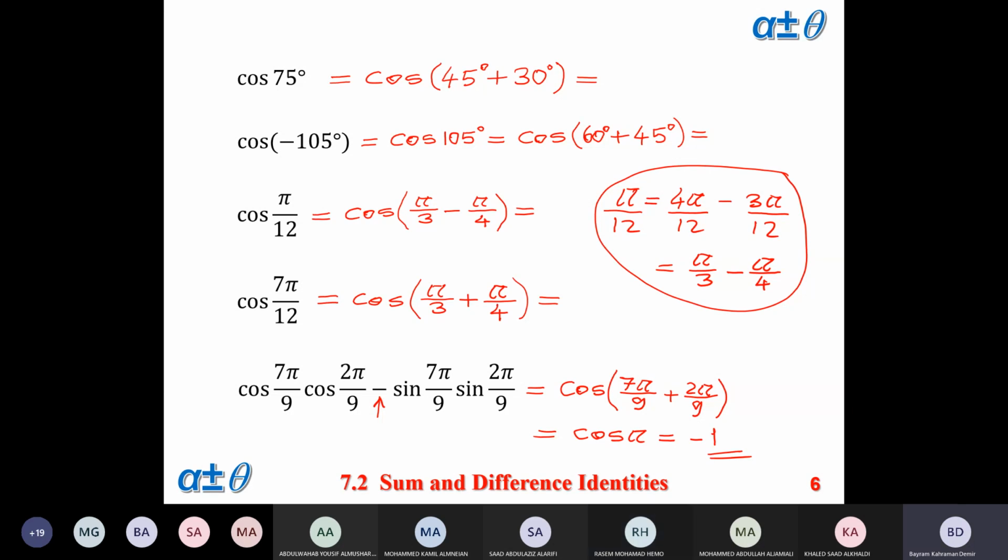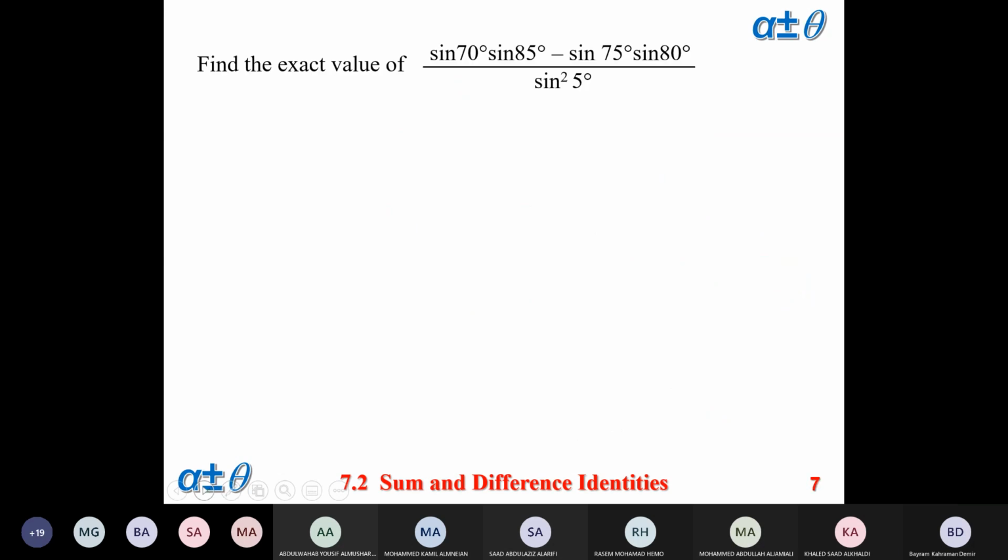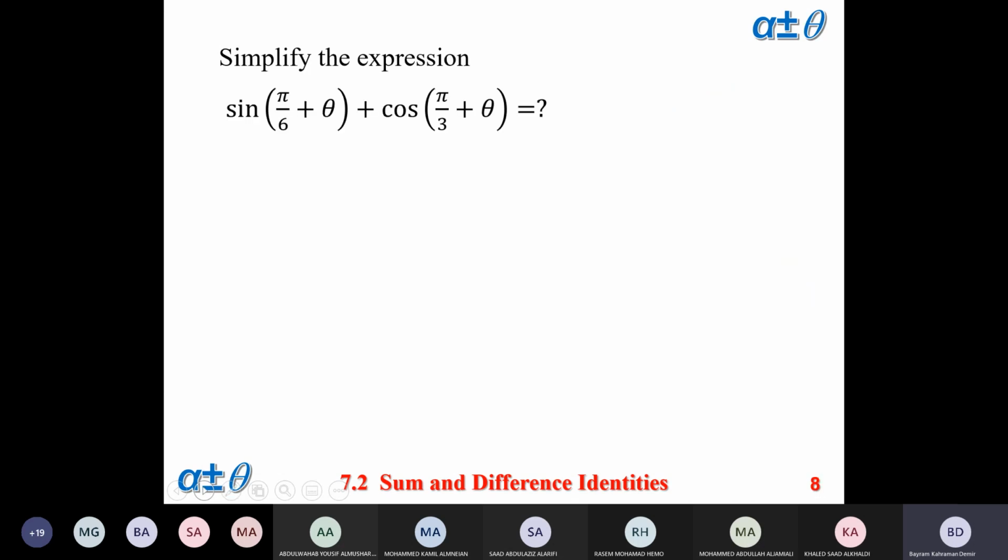Doctor, can I have, for example, sine minus cosine? Then it is the minus cosine, right? It will be the minus cosine formula. Let's leave this one for a while, so I am going to look at it later, Shabab.